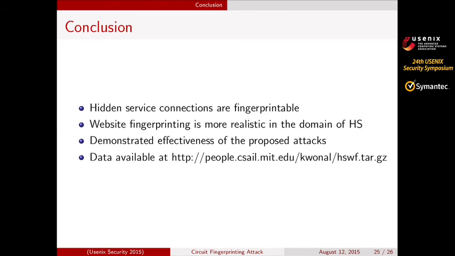So in conclusion, we show that website hidden service connections are fingerprintable, and they demonstrate a very particular set of features. And website fingerprinting is more realistic in hidden services, at least we believe so. And we've demonstrated the effectiveness of the two-prong attack, where we first identify these hidden service circuits, and then we identify which hidden service it's associated with.